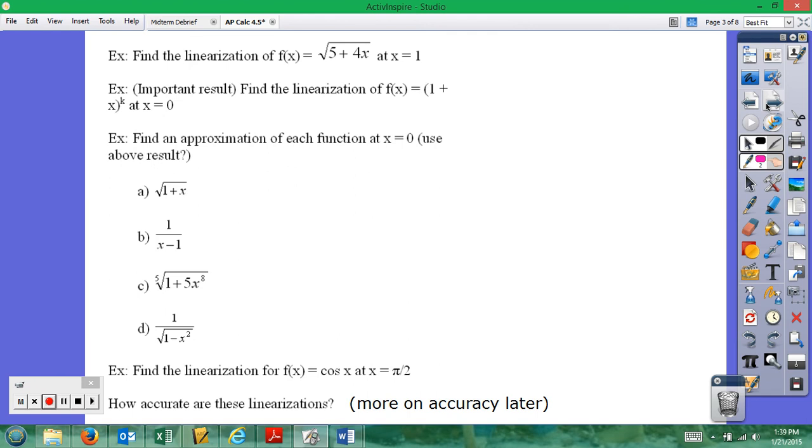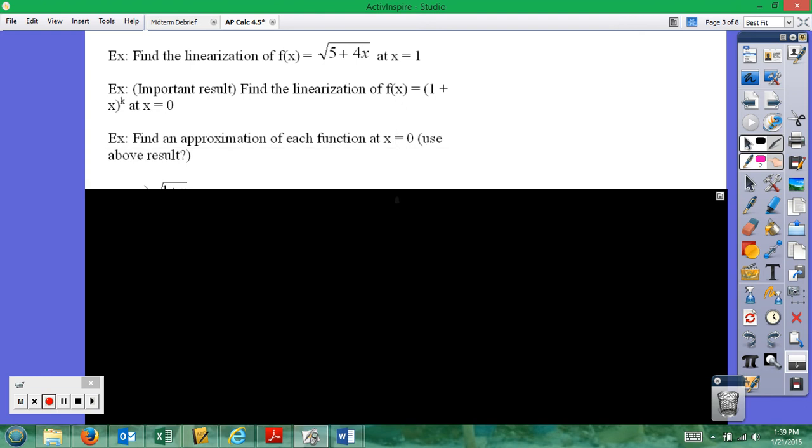Now a couple problems for finding a linearization. The first one there, find the linearization of square root of 5 plus 4x.